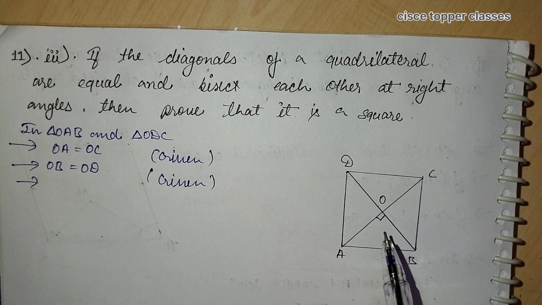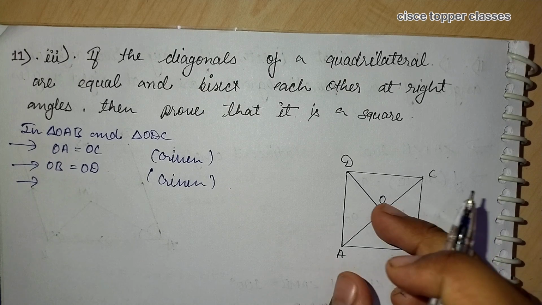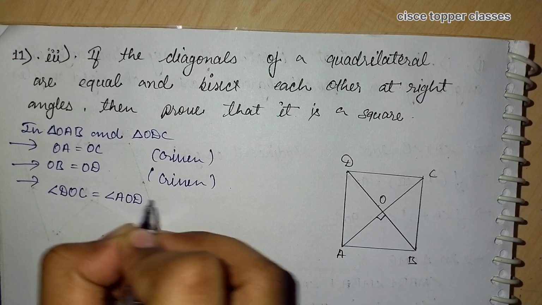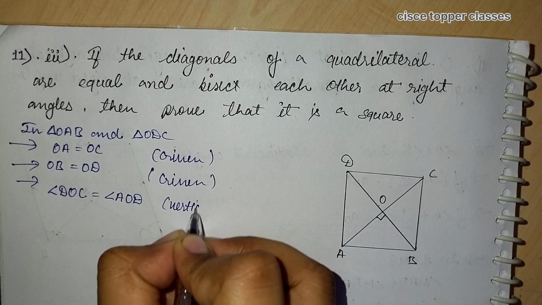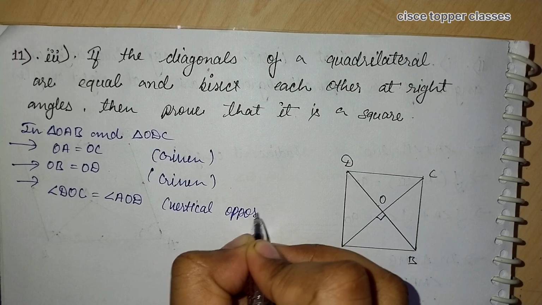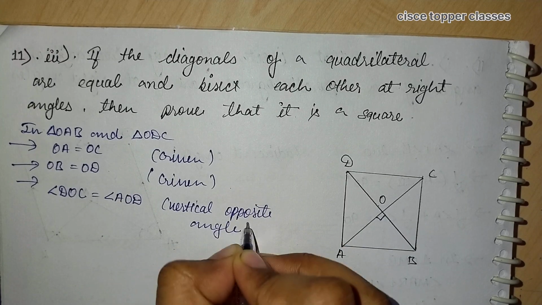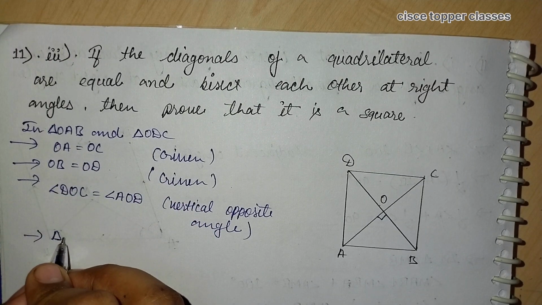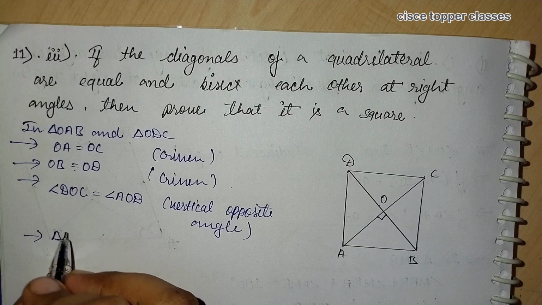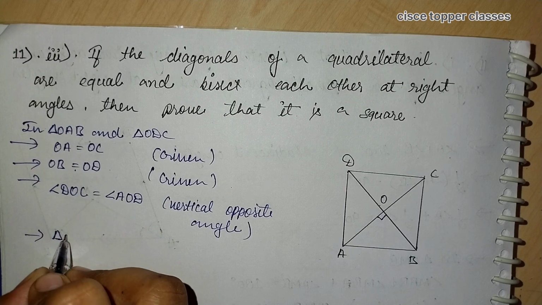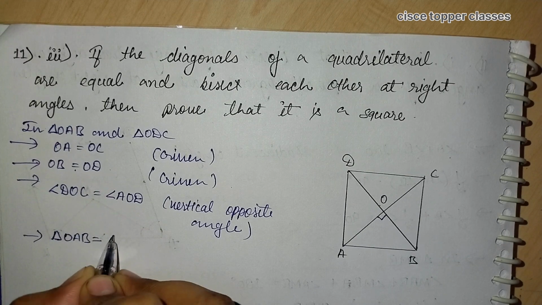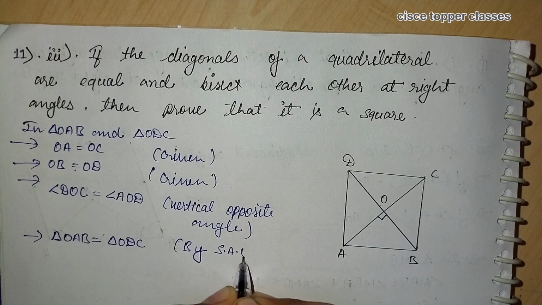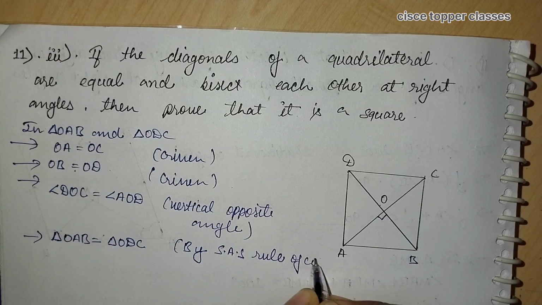This is given to us, and from that we can say that these two are vertical angles, meaning angle DOC is equal to angle OAB, because these are vertically opposite angles. So now we can simply say that these two triangles are congruent from these three things by side angle side congruency. Triangle OAB is congruent to triangle ODC by the SAS rule of congruency. We have proved that.